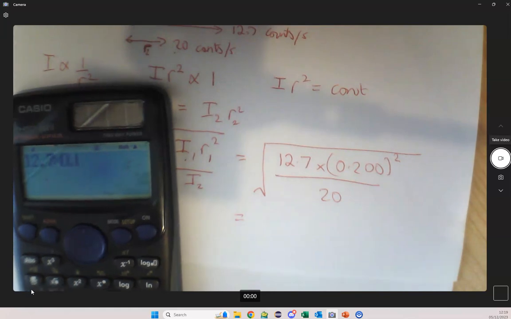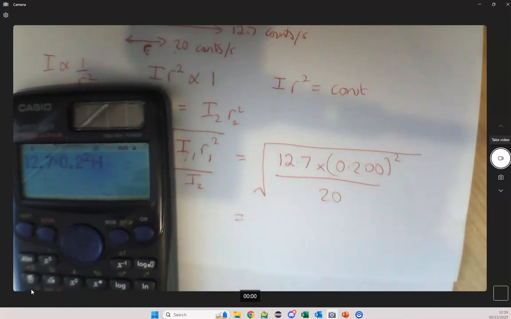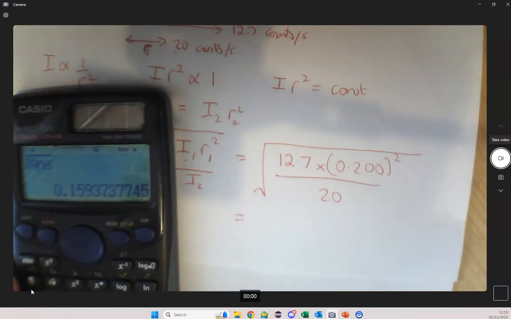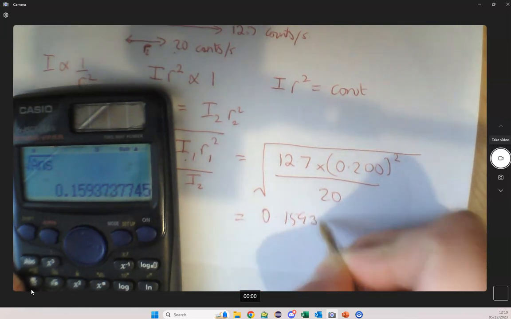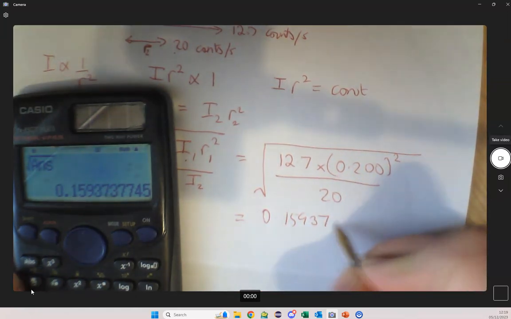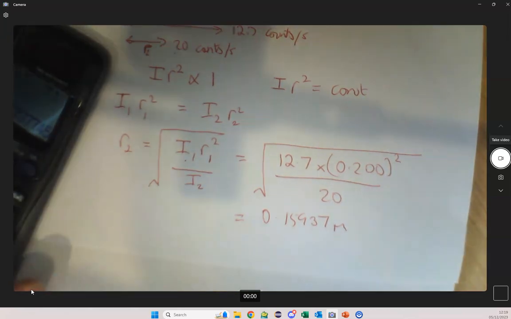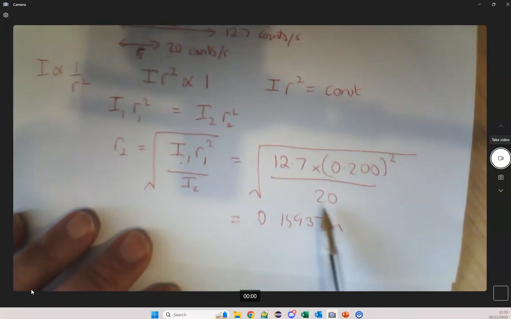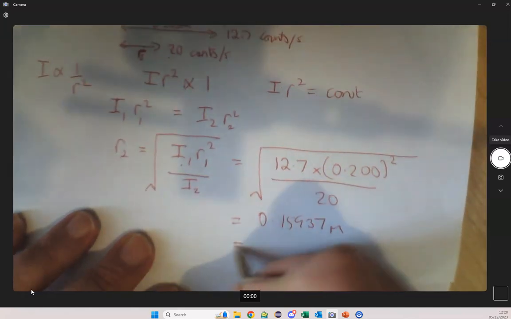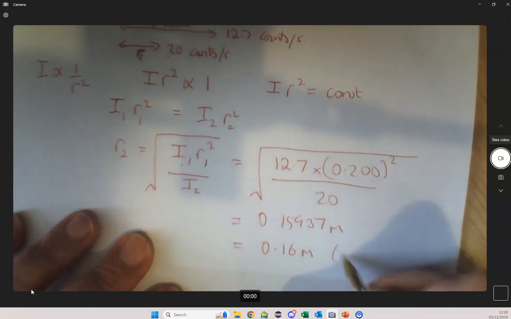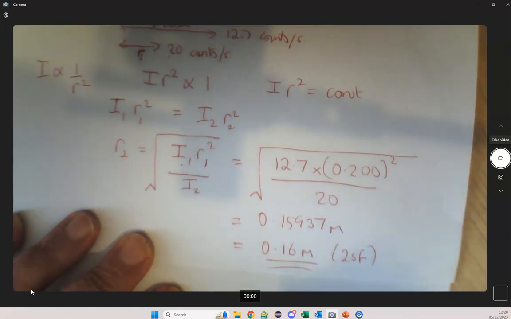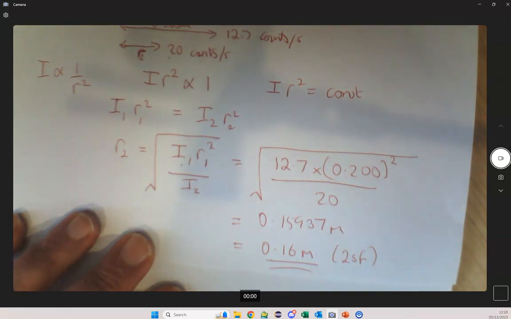Taking that then, plug the numbers in. 12.7 times by 0.2 squared, divide that by 20, and then take the square root of it. Gives me an answer of 0.15937 meters. Now, significant figures: 2 significant figures, 3, 3. So I'm going to go for 2 significant figures. So that's going to be 0.16 meters to 2 significant figures. Hope that helps. Thank you very much.